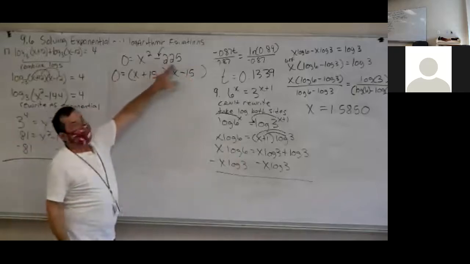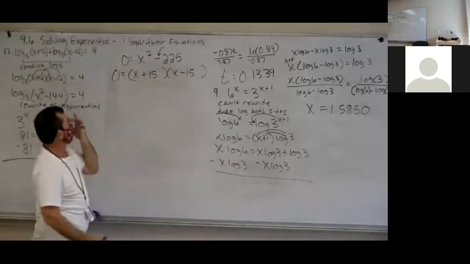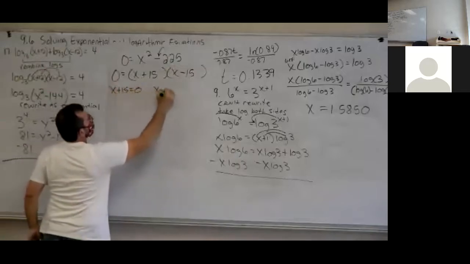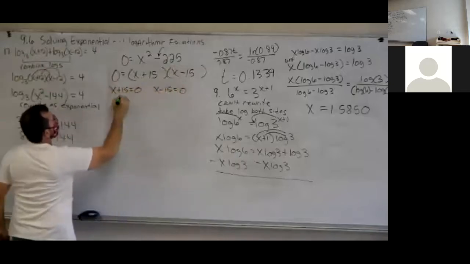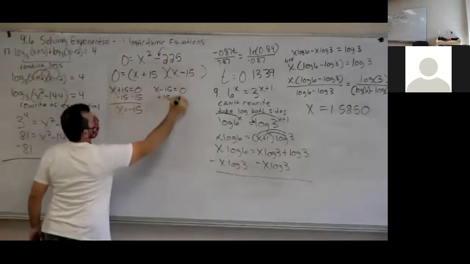Anytime you get an x squared minus something that's perfect squares, just take the square root of that number to get your numbers, okay? So then let me finish this out by setting them equal to 0. So minus 15, and then plus 15.